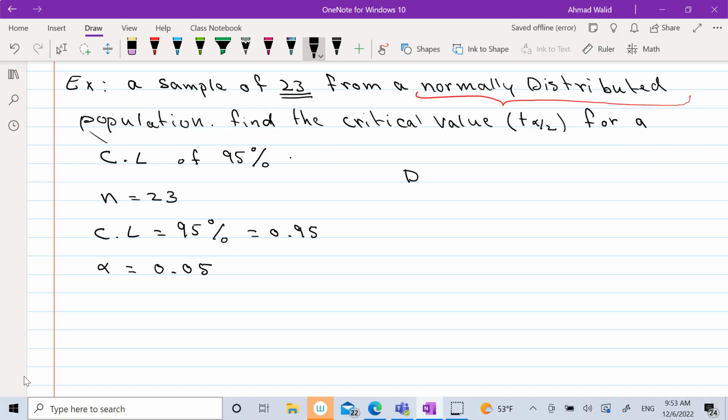Next thing that you have to deal with is degrees of freedom, DF. The formula is n minus 1. Then your degrees of freedom will be 23 minus 1, which gives you what? 22. Correct? Now, we are using our table A3 to find what? T alpha over 2.